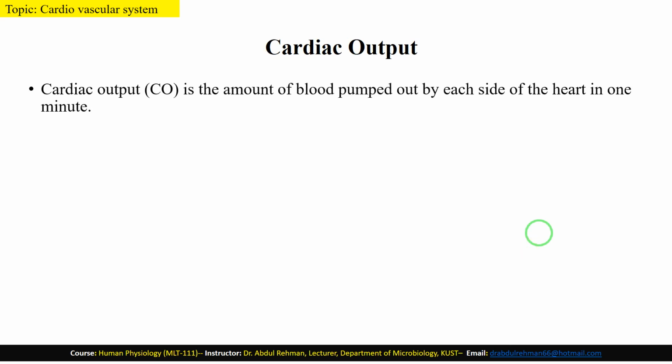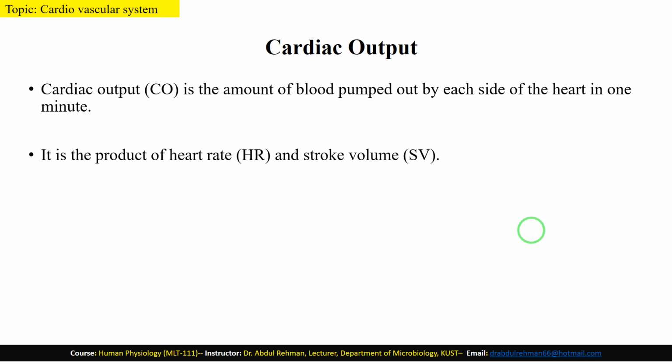Cardiac output. Cardiac output is the amount of blood that is pumped by each side of the heart in 1 minute, and it is the product of the heart rate and stroke volume. The normal heart rate is 75 beats per minute, while the normal stroke volume of a healthy person is 70 ml.